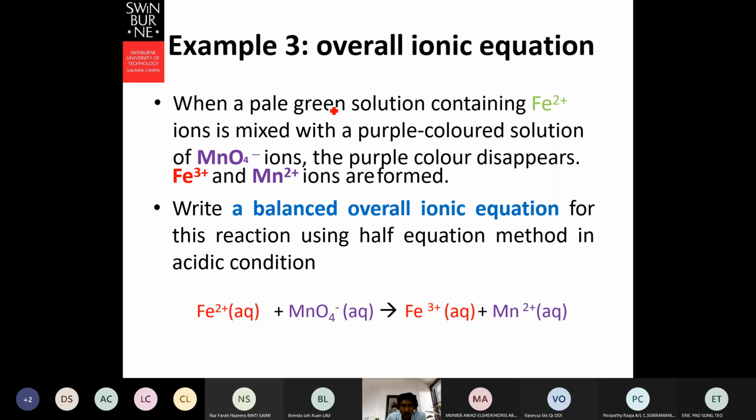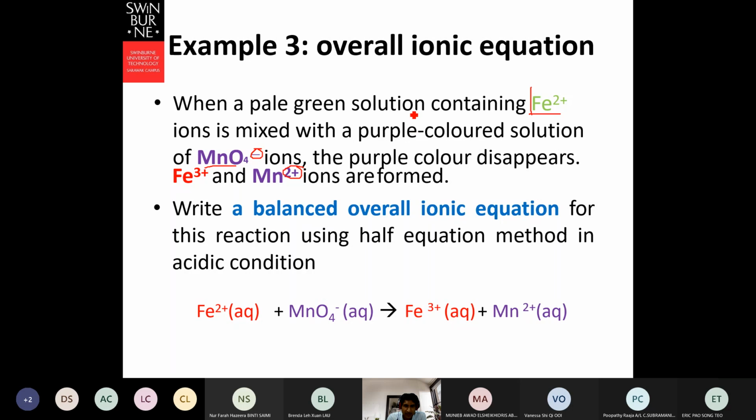Example 3 says the overall ionic equation. When a pale green solution containing iron 2 is mixed with a purple colored solution of manganate ion, actually MnO4 is manganate ions, the purple color disappears. Why does it disappear? Because the purple MnO4 is not in the same oxidation state anymore. It becomes Mn2+. It is not the same oxidation state. That's why the color disappears.